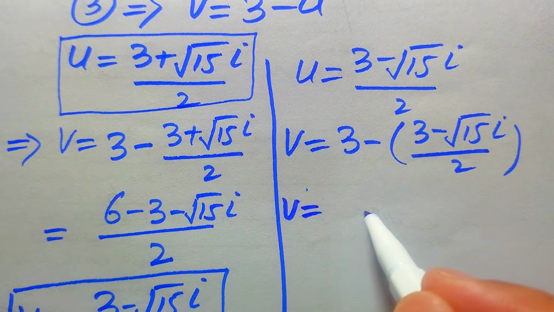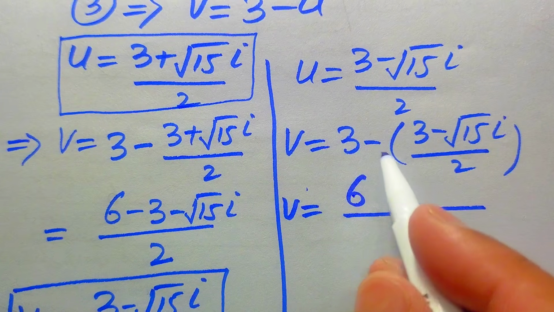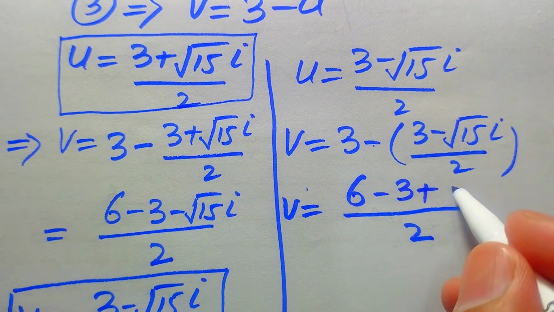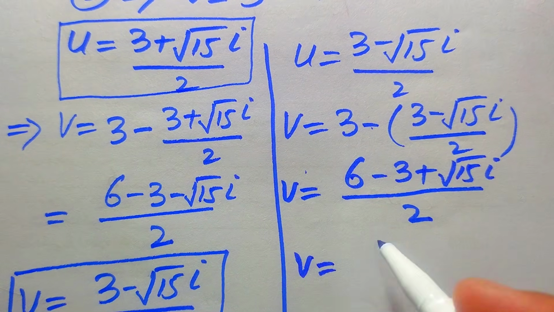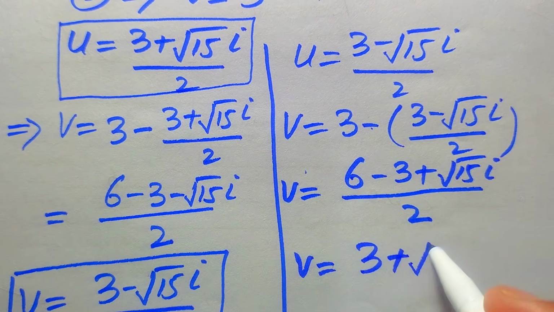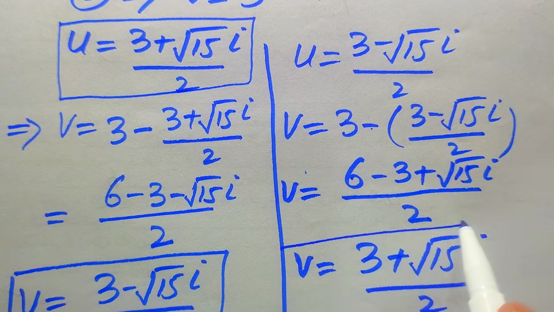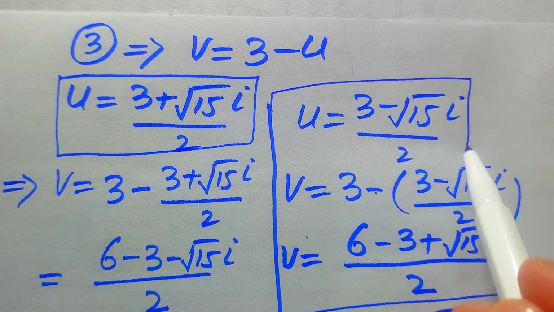Further, in the next step we need to take the LCM of this term, and it is 2. So we have 2 times 3 becomes 6, and we multiply a negative sign on each of these values, and we get minus 3 plus square root of 15 iota, and we get v equals 3 plus square root of 15 iota, and it is divided by 2. This is the value of u, v corresponding to the value of u is this one.